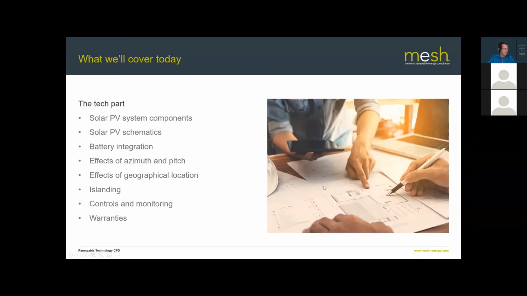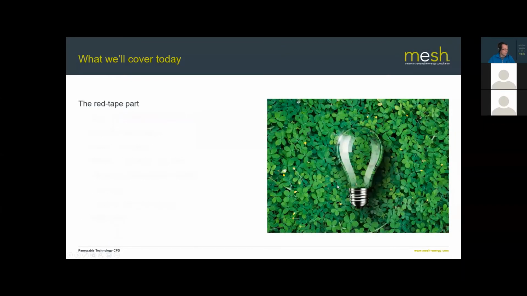And then we'll get into some of the more financial side, including warranties, first of all. Then the requirements of the distribution network operators, that's the electrical operators, and then a little bit about the investment case. That will include a section on time of use electricity tariffs, which are becoming increasingly popular in the domestic market now. So we'll touch on that a little bit, especially how that interacts with solar PV and batteries.